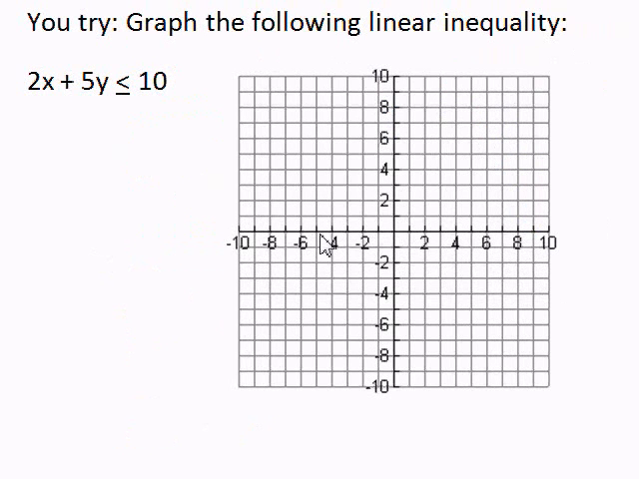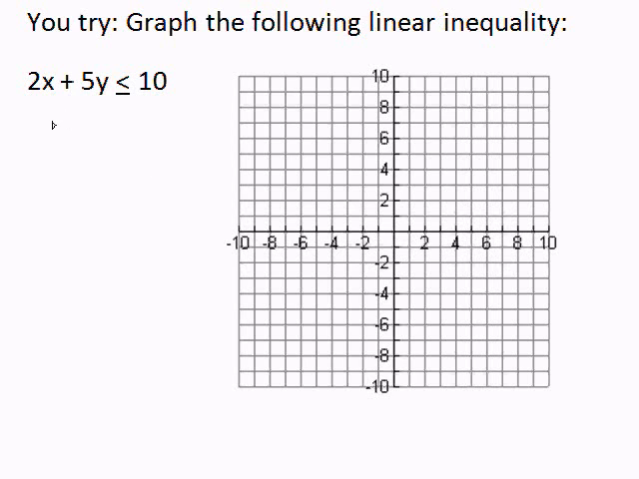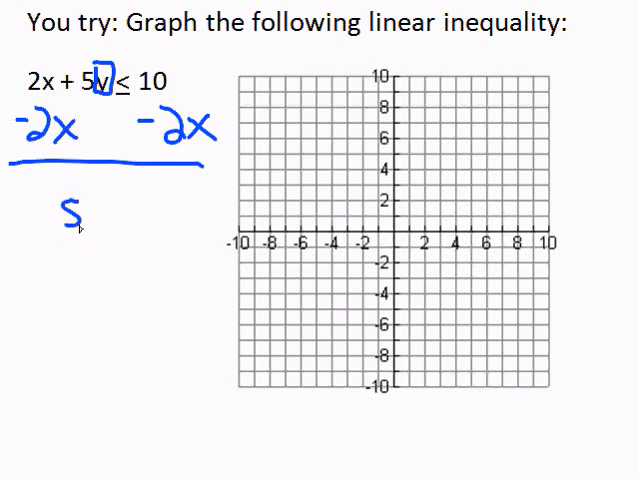Alright, go ahead and try to graph this one on your own, pressing pause and press play when you're ready to see the answer. Now we still need to get y by itself, so we're going to subtract 2x from both sides. If you'd like, you can always box the y, and remember that you solve in SADMEP order, so we subtract and add first. So we subtract 2x from both sides, giving us 5y is less than or equal to.